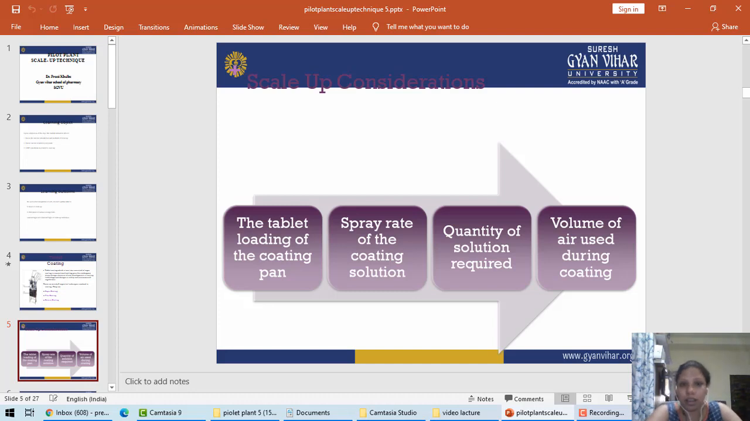So these are some scale up considerations related to the coating: the tablet loading of the coating pan, the spray rate of the coating solution, quantity of solution required, and volume of air used during the coating.